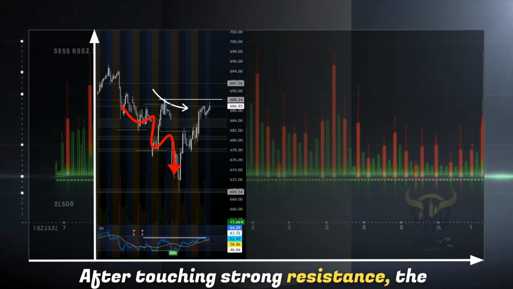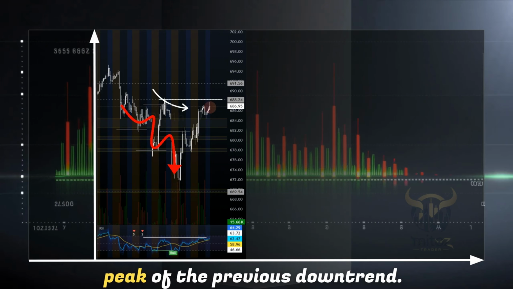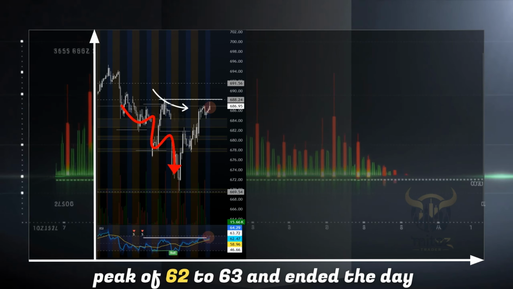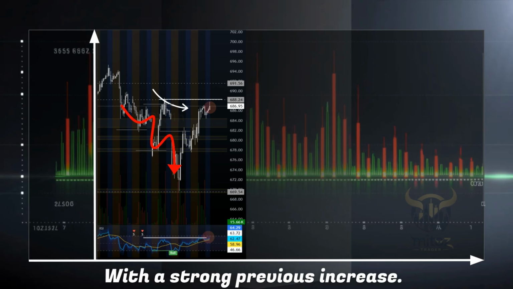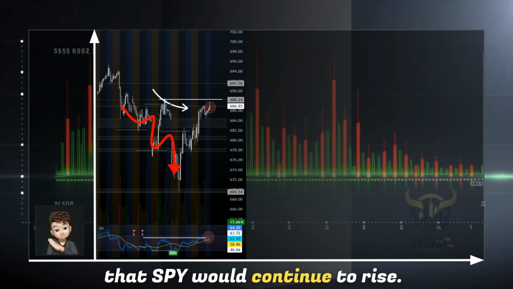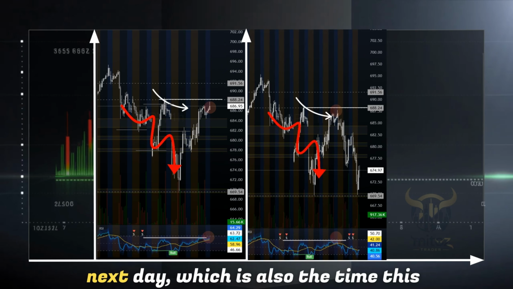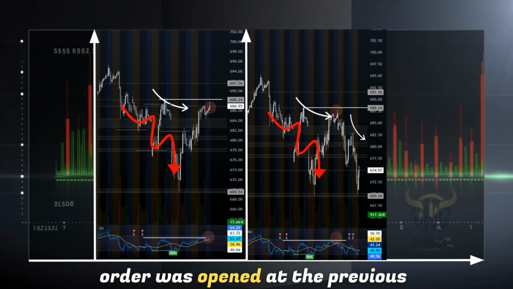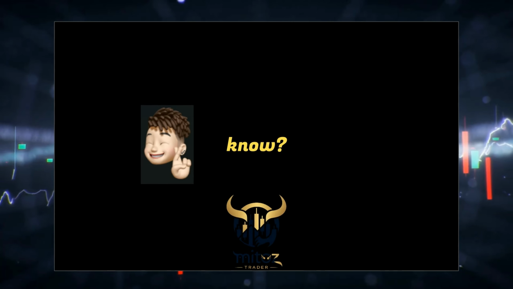After touching strong resistance, the current SPY price returned to the peak of the previous downtrend. The RSI also returned to its highest peak of 62 to 63 and ended the day trading. With the strong previous increase, many people may have had FOMO, thinking that SPY would continue to rise. But the result is what you see the next day, which is also the time this video was made. The price dropped sharply if a sell order was opened at the previous closing time.